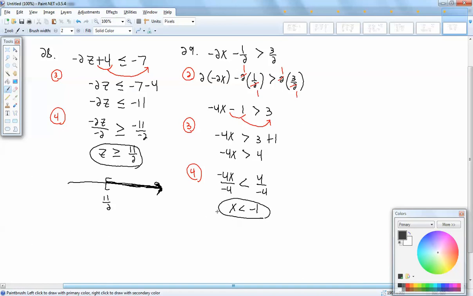Now the graph, since it's less than, it's going to the left, and less than, when it has a line underneath like this, it's a bracket, remember. When there's no line, it's a parentheses. So our graph will look like this right here.